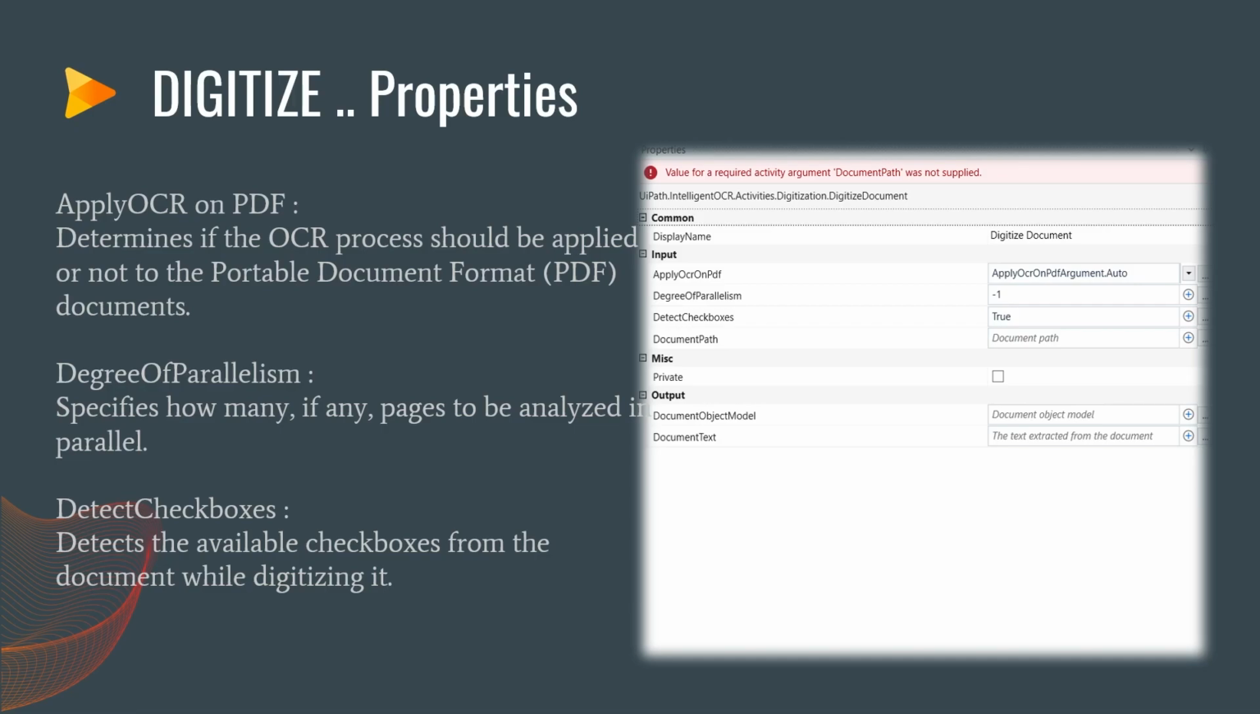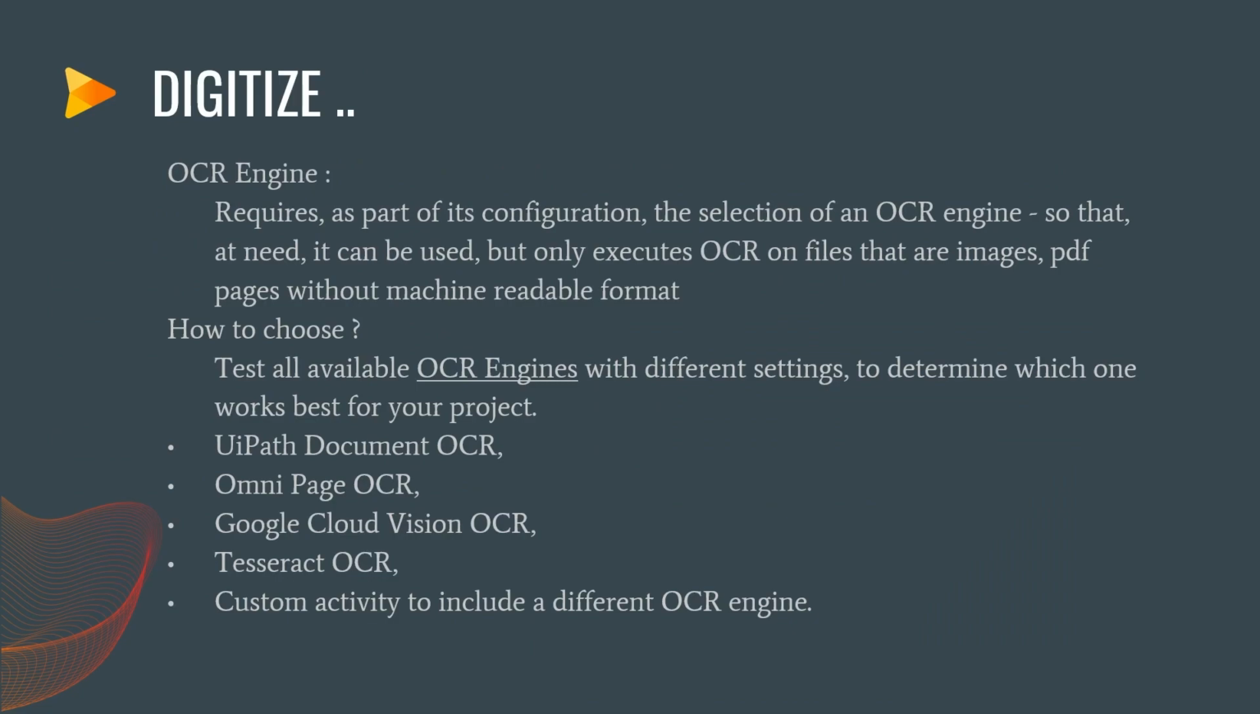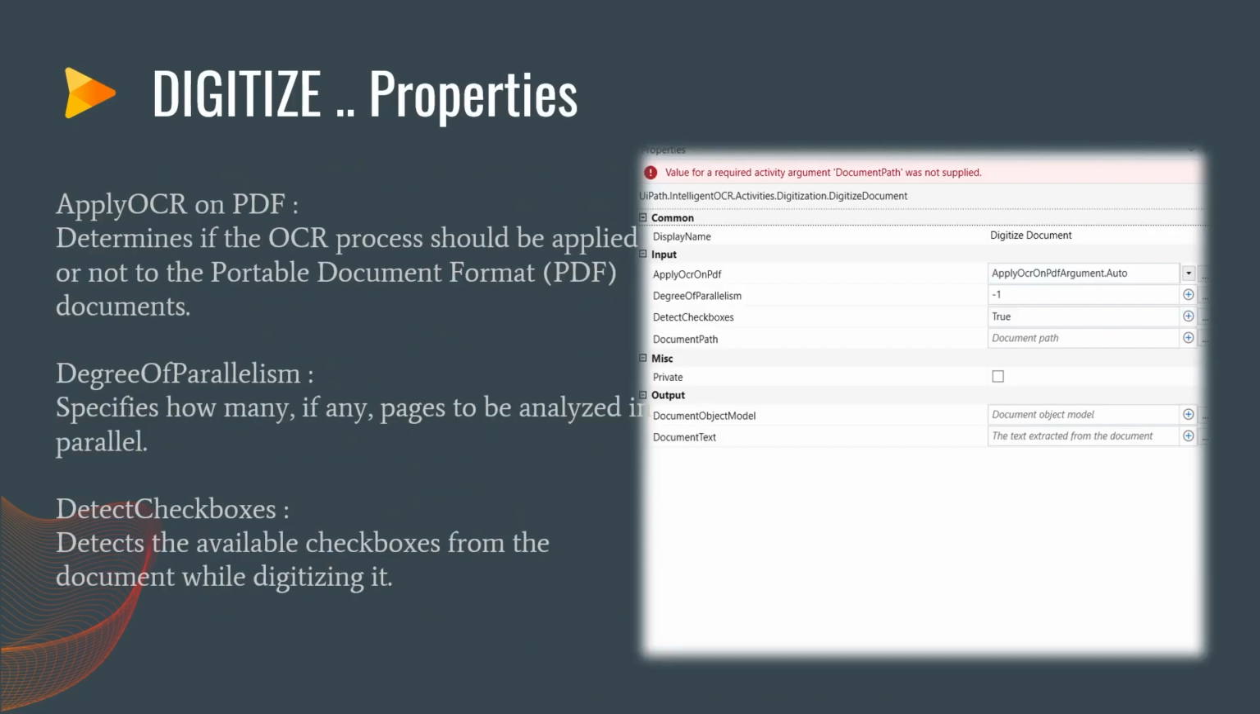And the third option we have is detect checkboxes. As the name suggests, while turning a document into a digital version, this option spots whether any checkboxes are available or not. By default, it will be true. And finally, the document path. It will be the path of the document that you want to turn into a digital format.